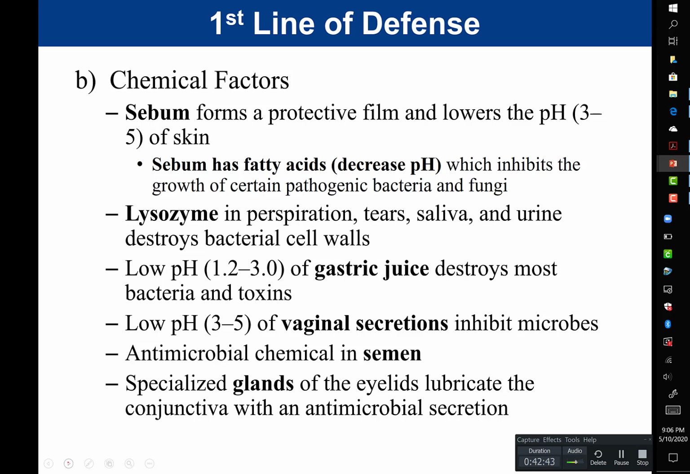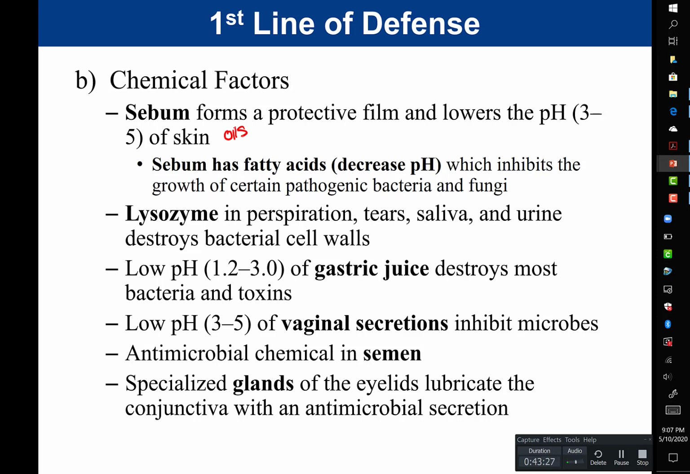So we talked about our physical factors as part of our first line of defense, and now let's look at our chemical factors. So our chemical factors as part of our first line of defense, again, are going to be chemicals that are non-specific. They're not targeting any particular pathogen. And so the first one is going to be sebum. Sebum is going to be oils. And this oil, the sebum, is going to form a protective film, and it also lowers the pH of the skin. Makes the pH of the skin about 3 to 5.